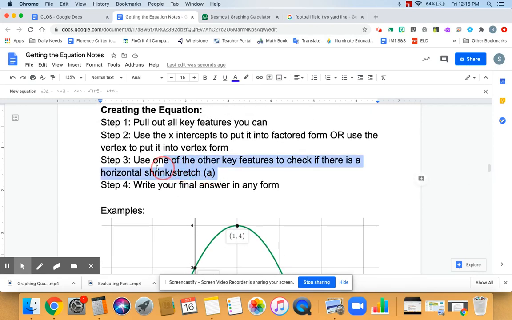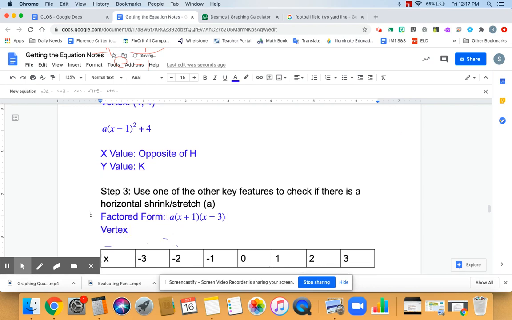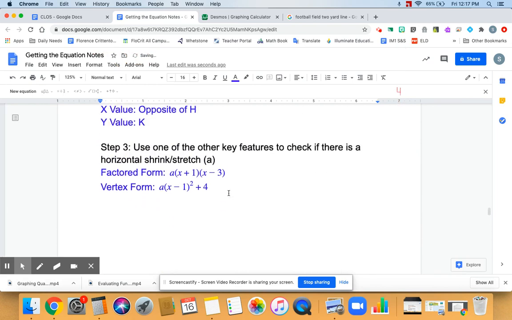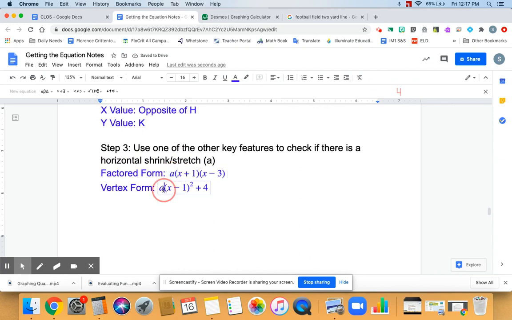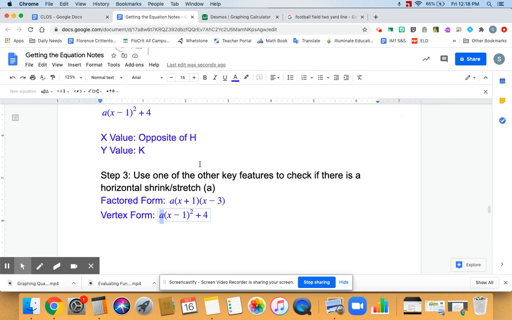It says use any one of the other key features to check if there's a horizontal stretch or shrink. Here's my equation so far in factored form. And then here's my equation so far in vertex form. So remember, these are going to end up being the exact same equation. I now just have to figure out, is there an a in front for this specific one? And to figure that out, you have to use one of the other key features.